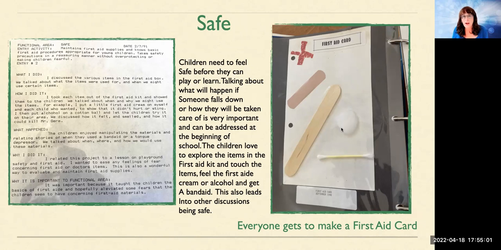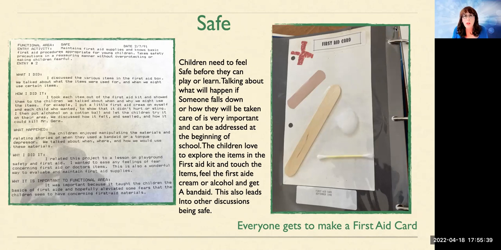We showed them basically the first aid cream, and everybody got to try it on their hand. So this takes a lot of fear out of something like a first aid kit for children. They can see what's in it, they can touch the objects, and they know that if they fall down or they get hurt in some way, that you're going to take care of them, that you're going to protect them. And if they need a Band-Aid, you'll give them a Band-Aid, and that you're going to make sure that they're okay.